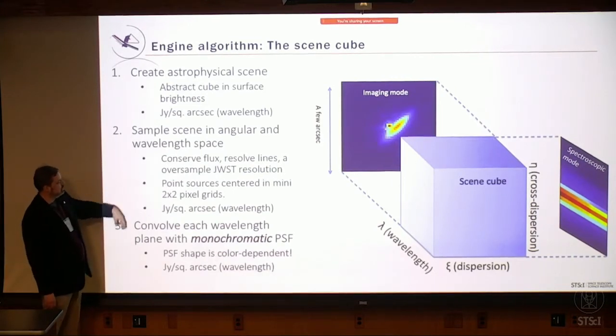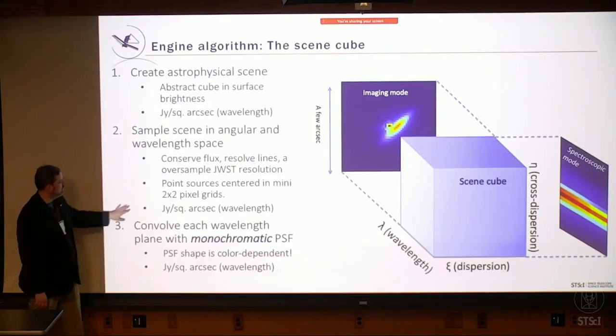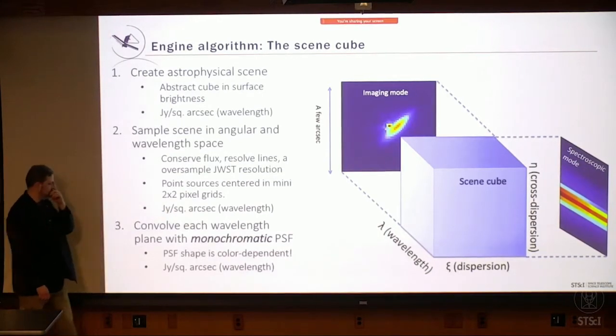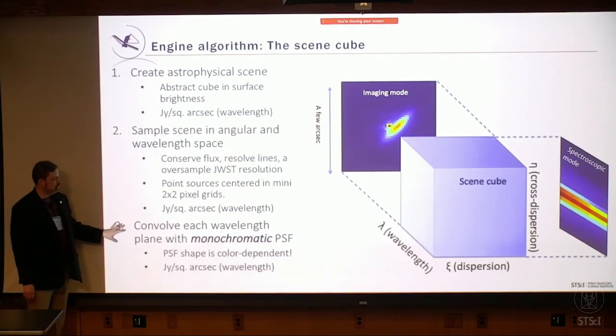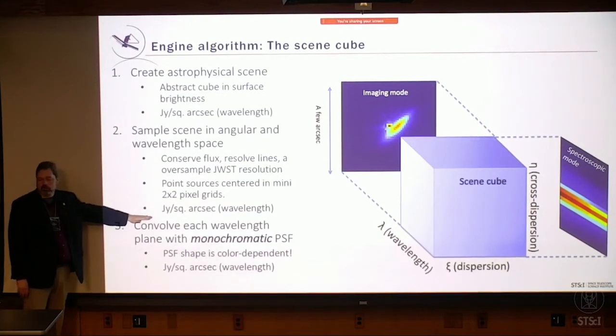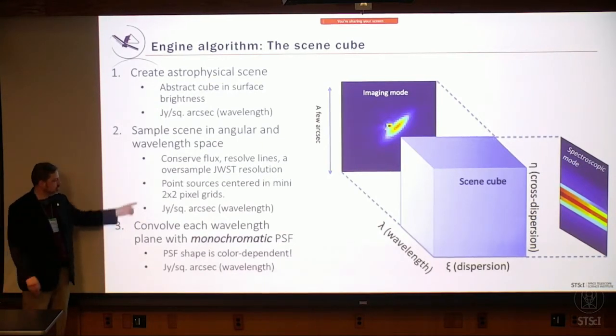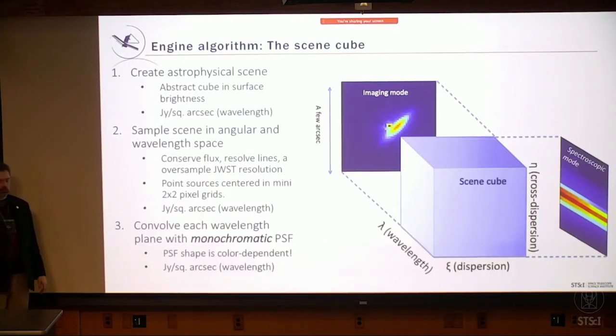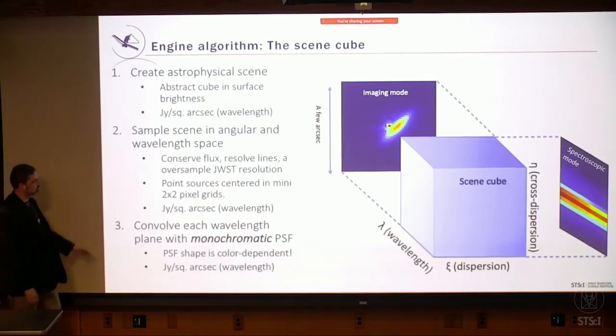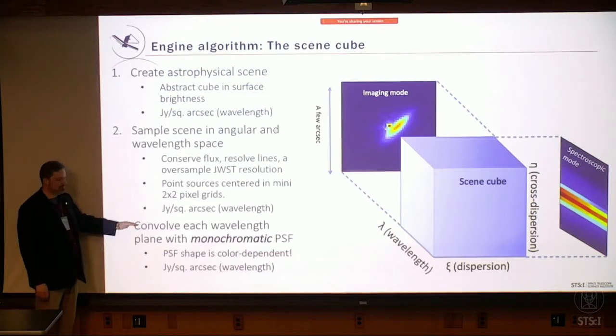You add your sources into the scene here. We'll talk a little bit more about how to add point sources. But at the end of the day, you still have units of Jansky per square arc second as a function of wavelength. So at this point, you have a very idealized scene. If you have an extended source, it might have an extended distribution, but if you have a point source, it's essentially a point. It doesn't know anything about what observatory it is going to be observed with. And that's what's going to happen in the next step.